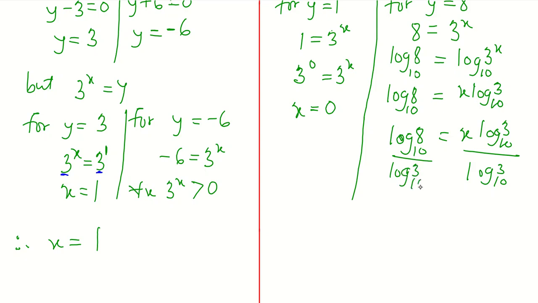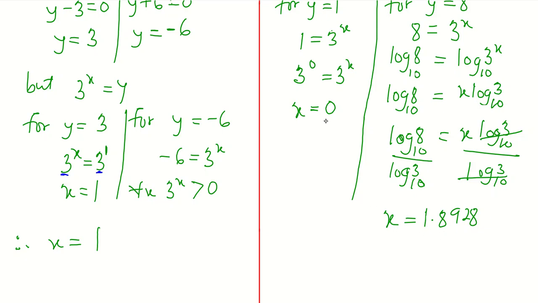3 to the base 10, and we can see that this logarithm will cancel that logarithm, and what is left is x. So we have x to be equal to logarithm of 8 to the base 10 divided by logarithm of 3 to the base 10. We are going to have to give our answer to 4 decimal places as 1.8928. So that is to 4 decimal places. This becomes the value of x.